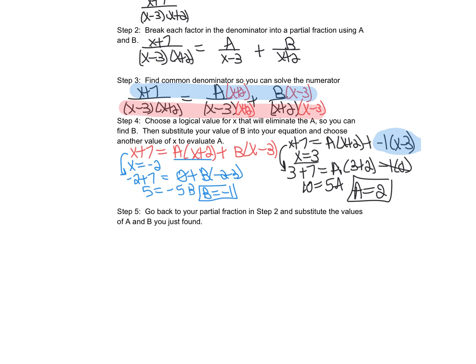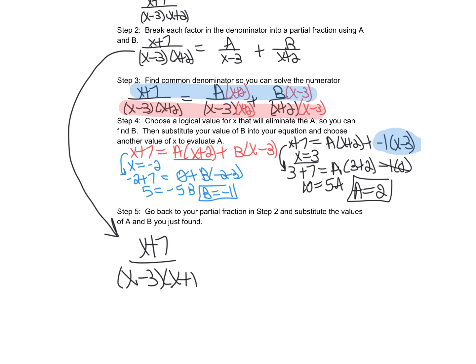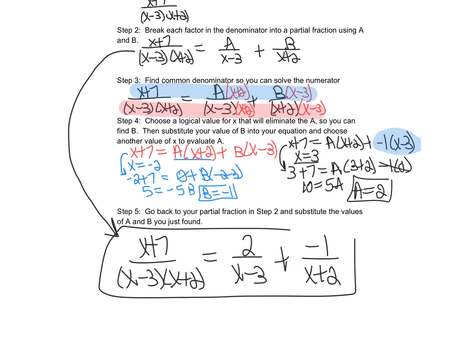And then our final step is we just go back to step 2 here and we take our fraction that had a and b in it and we just rewrite it exactly the same, except instead of having a and b, we are going to put those values in that we found. a we said was 2 over x minus 3, and b we said was negative 1 over x plus 2. And we have a fraction that we've broken apart and decomposed into partial fractions.